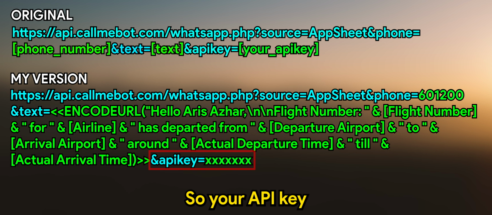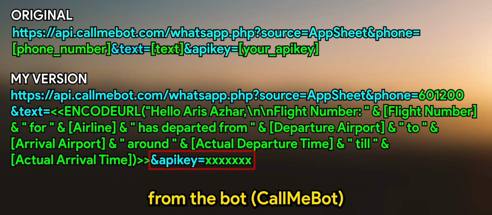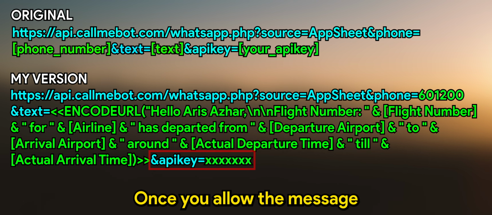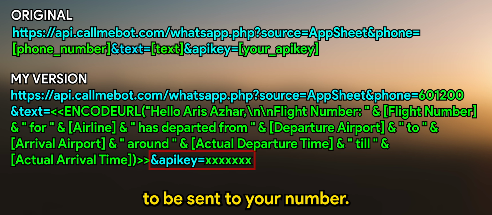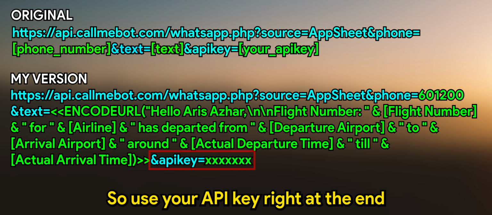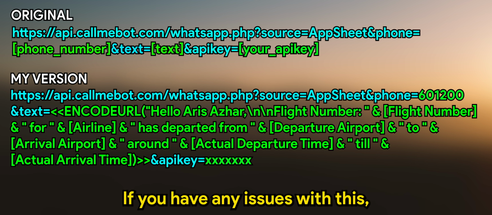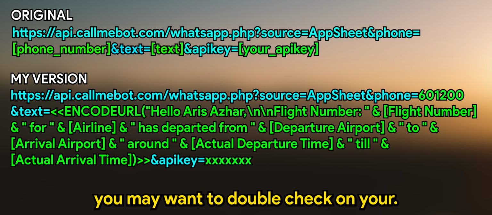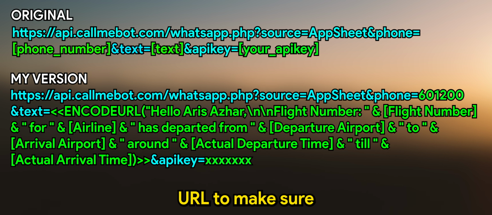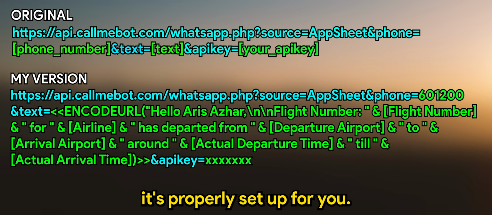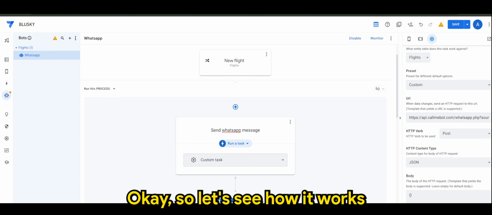key. So your API key is the one that you receive from the bot once you allow the message to be sent to your number. So use your API key right at the end and you will have your URL ready. If you have any issues with this, you may want to double check your URL to make sure it's properly set up for you. Okay, so let's see how it works.